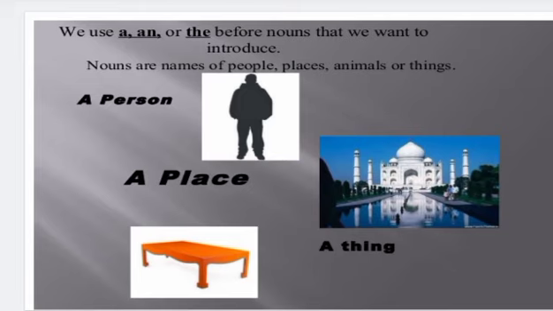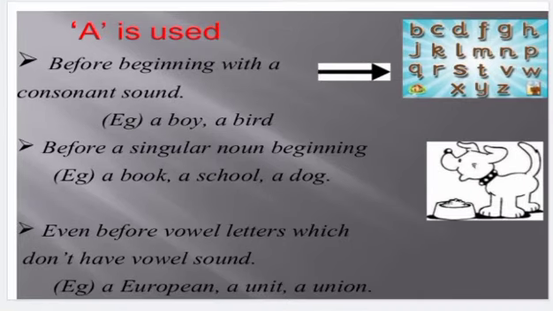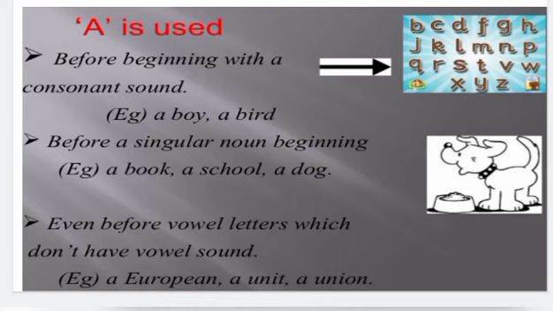Okay children, listen here. When we are using a person, name, place and thing, we have to use the word a. A is used before a word beginning with a consonant sound. For example, a boy, a bird.